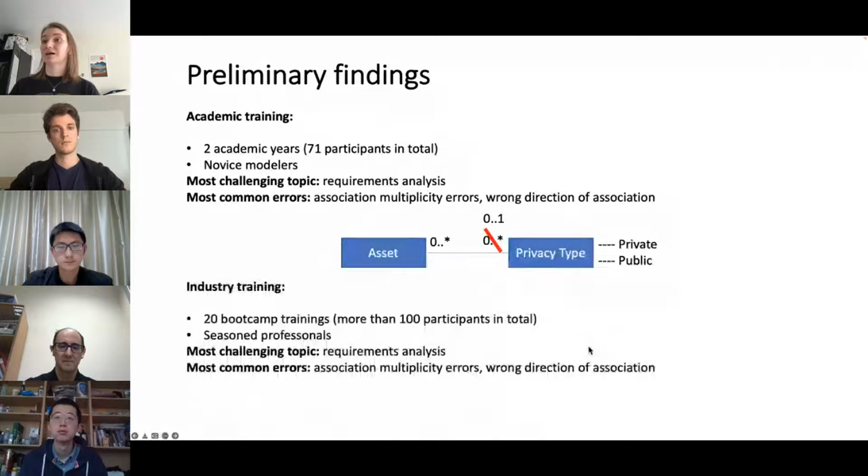And in the industry training, which is very surprising, the most challenging topic is still the same. The most common errors are still the same, even with seasoned professionals. So this shows that those things that are not covered in academia keep returning afterwards in the industry as well. So it's exactly the same common error. That's something that we are going to explore further.